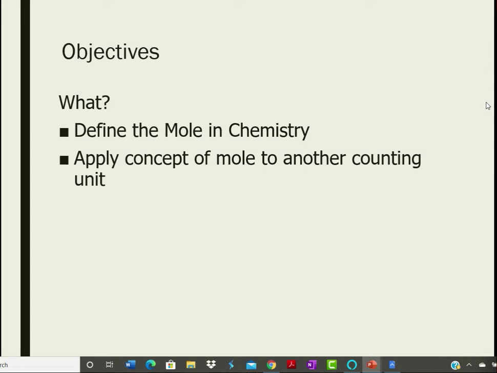Hello, Chem 1. Today we're going to talk about a pivotal key concept within chemistry called the mole. It's huge in Chem 2. We're going to use it for the next 3 weeks plus. It's a counting concept, it's a measuring concept, it's a pivotal concept to chemistry.